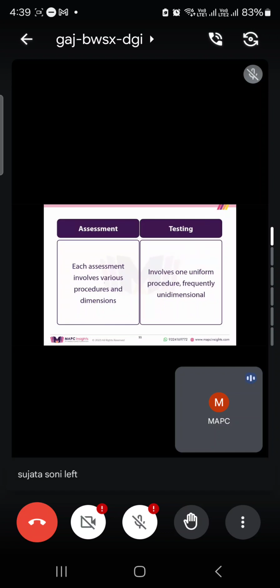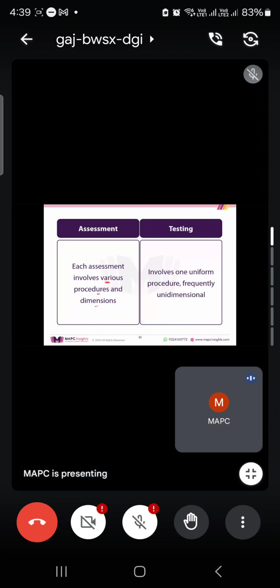Each assessment involves various procedures and dimensions. So in one assessment you may have multiple procedures and dimensions. And testing involves one procedure, and this is normally unidimensional. Testing of one variable with one testing method, whereas here you are using multiple.